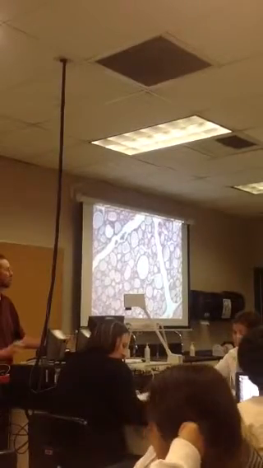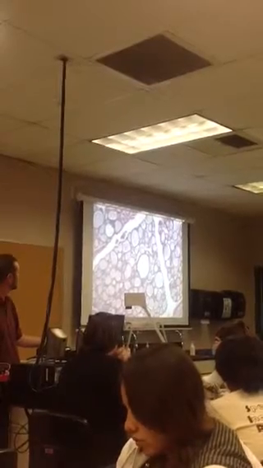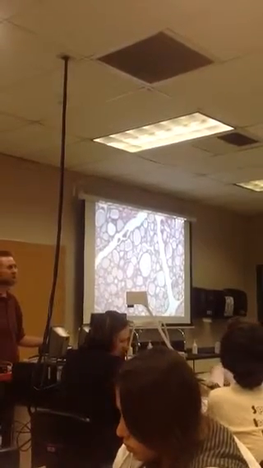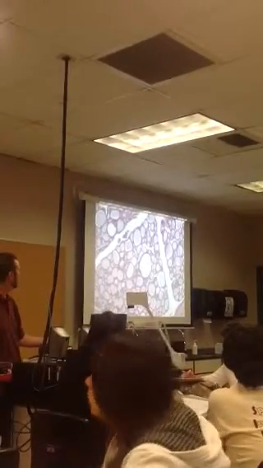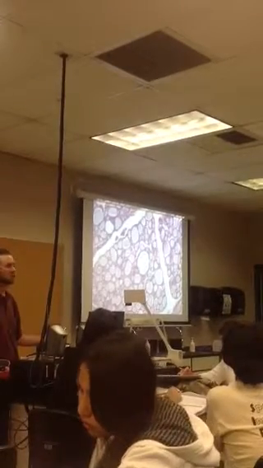Okay, so you have two different cell types in the thyroid. The follicular cells, the simple cuboidal epithelium that surrounds the follicles, are the follicular cells. They produce the thyroid hormones. And then the parafollicular cells produce the calcitonin.